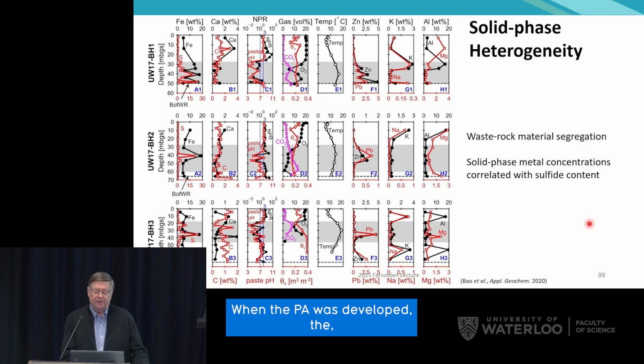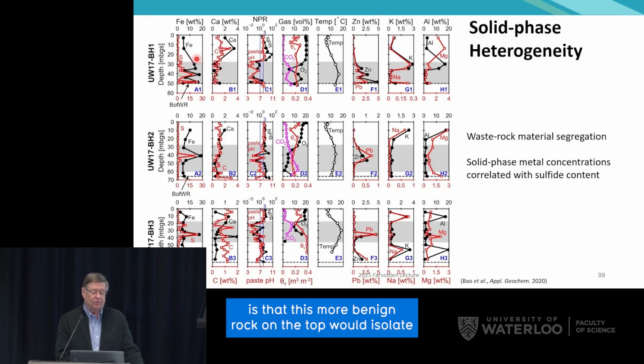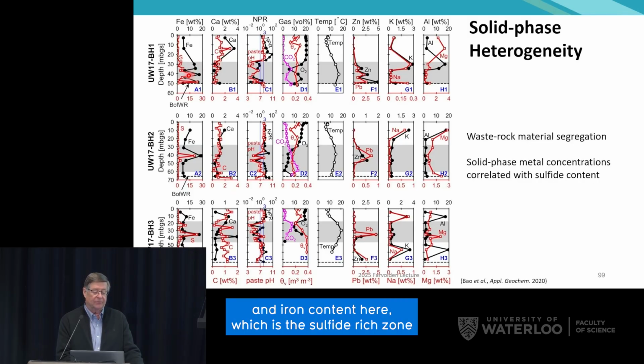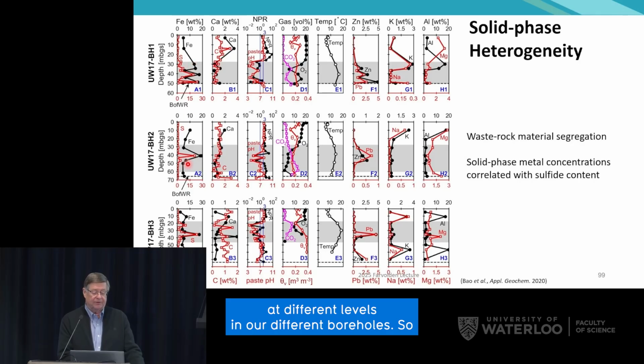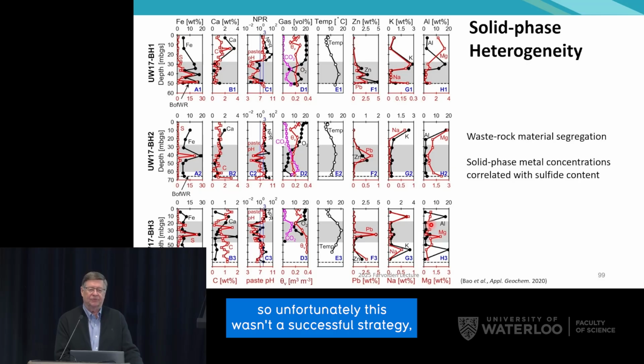When the pile was developed, they selectively placed the sulfide rock at different layers within the pile. So the idea, I think, or I've been told, is that this more benign rock on the top would isolate the more reactive rock deeper in the pile. So you can see the high sulfur and iron content here, which is the sulfide-rich zone, with higher levels of zinc and lead. And those layers are at different levels in our different boreholes. So unfortunately, this wasn't a successful strategy, but it's good for a field experiment.